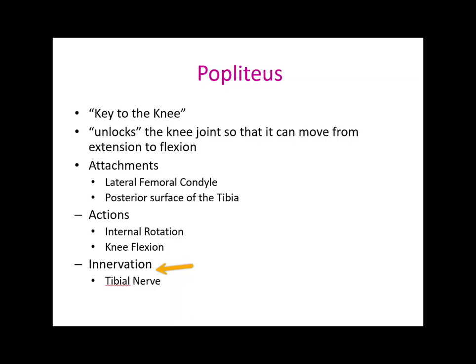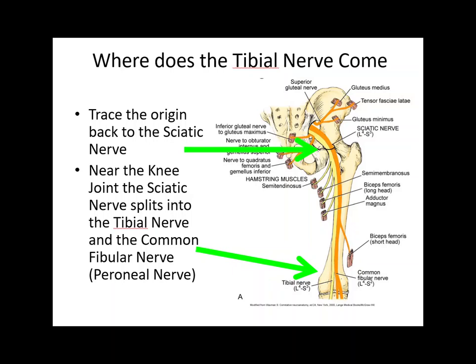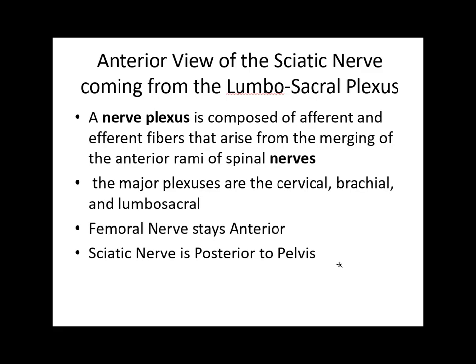So I just want to segue into some neural stuff and talk about the tibial nerve. The tibial nerve comes from the sciatic nerve. And the sciatic nerve, we can see here, I'm going to change that color so we can see it better. The sciatic nerve is this large nerve coming through the sciatic notch, and it is comprised of two portions, right? Right around the knee joint, part of it becomes the tibial nerve, part of it becomes the common fibular nerve, or sometimes called the common peroneal nerve. The sciatic nerve comes posterior, while the femoral nerve goes anterior. So the sciatic nerve stays posterior. It comes from the lumbosacral plexus, and the femoral nerve stays anterior.